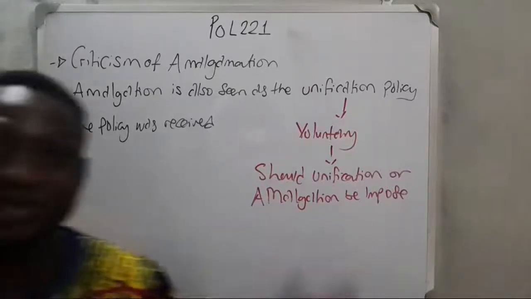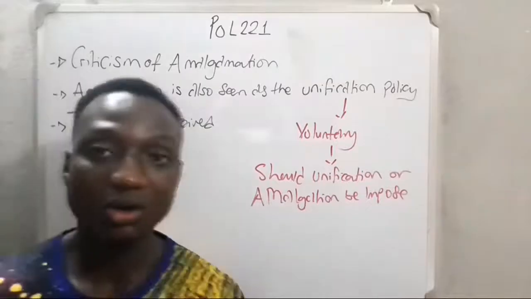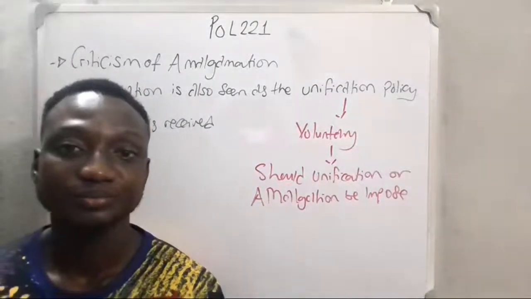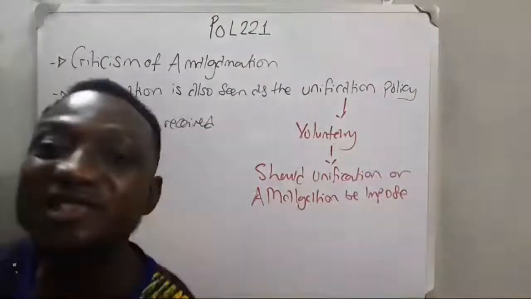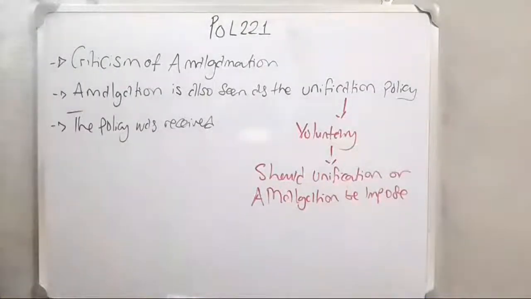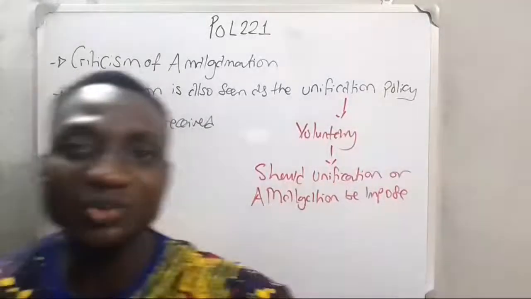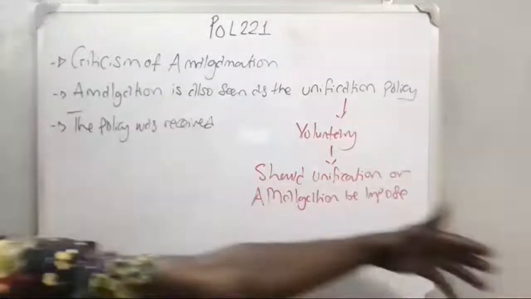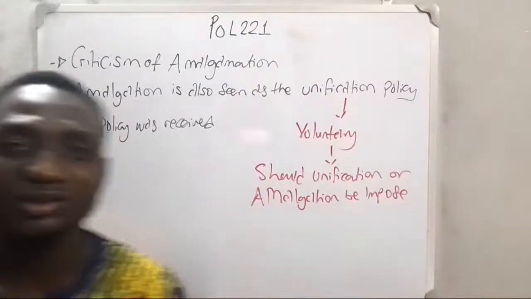Or basically just give me a straightforward answer. Should unification, or amalgamation, be imposed? Should it be imposed? Because that is what it seemed to me. The northern and southern protectorates are different protectorates that work perfectly on their own. So bringing them together, was it a good idea or not?